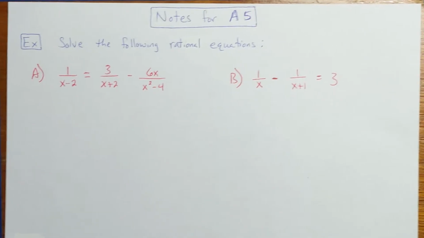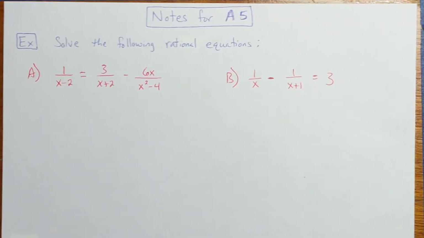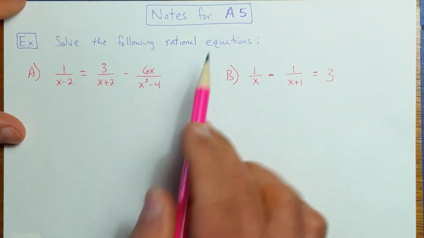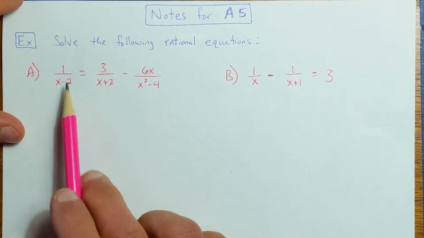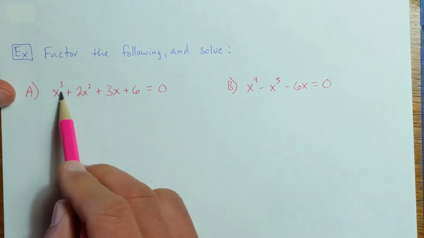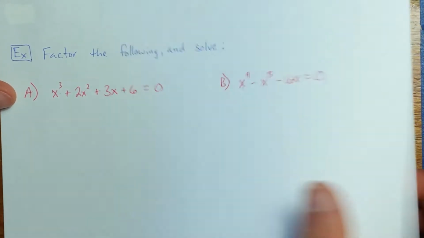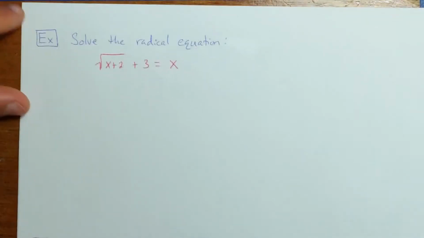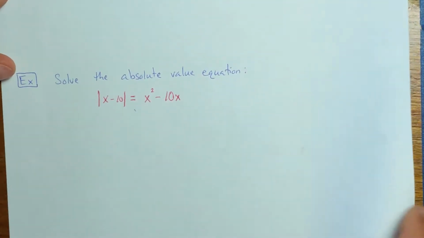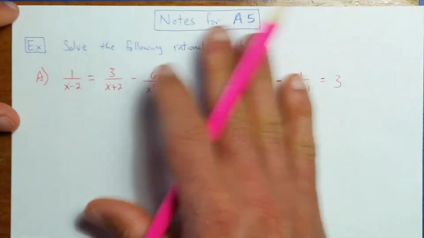Okay, here are your notes for section A5, summer homework. The types of problems you're going to see for this section are asking you to solve rational equations, where you need to solve for x. We'll also solve for x by factoring something that's bigger than quadratic, so using probably synthetic division again. And then we're going to solve a radical equation and an absolute value equation as well. So those are the types of problems that you should have for the homework.